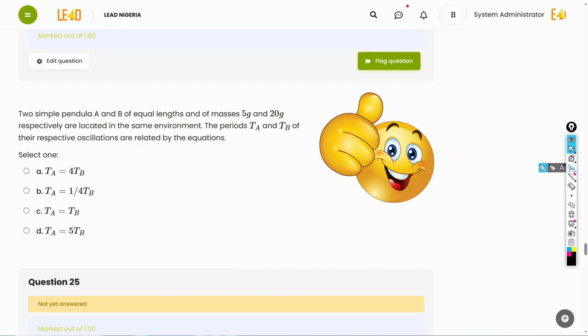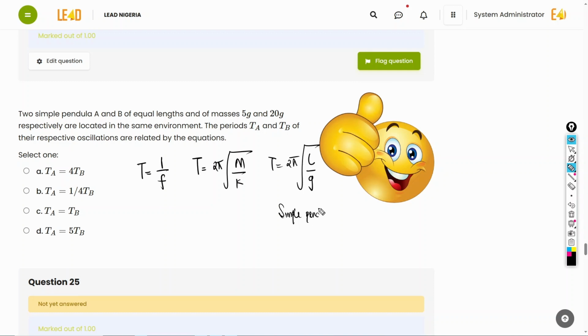All right, so let's take our formulas for period. One formula for period is 1 over f. Another formula for period is 2 pi root m over k, and that formula for period is 2 pi root L over g. This one applies to the simple pendulum. This one applies to the mass spring. And of course, this one applies to both. All right? So we are dealing with a simple pendulum.